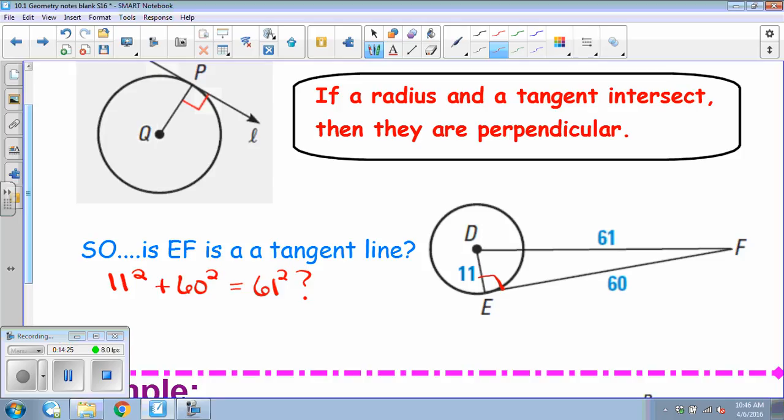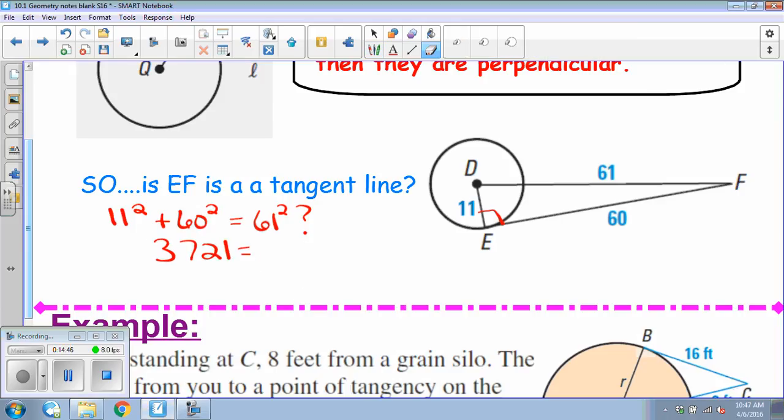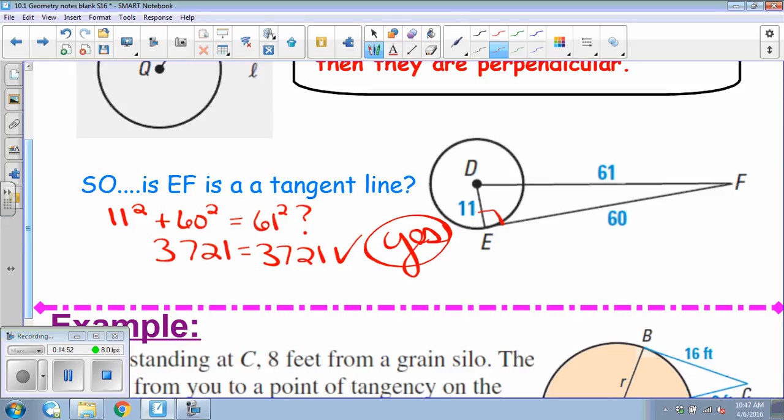So you never want to depend on your visual judgment. You can only depend on your mathematical judgment. Okay, 11 squared plus 60 squared equals 3721, and 61 squared is 3721 also. So, yes. That means that's a right triangle. That means it forms a 90-degree angle, which means it's perpendicular, which means it is a tangent. Okay?